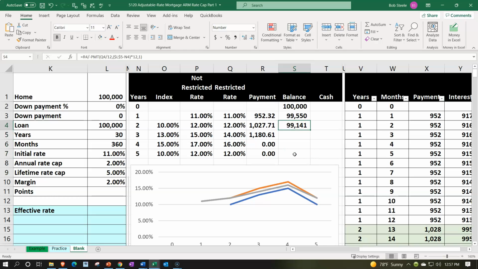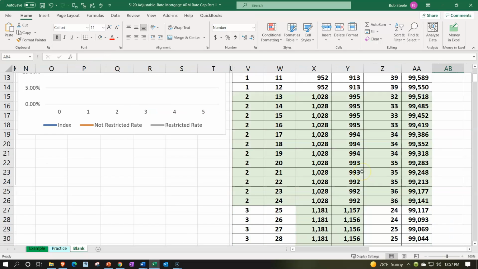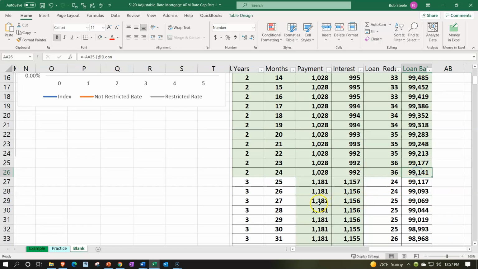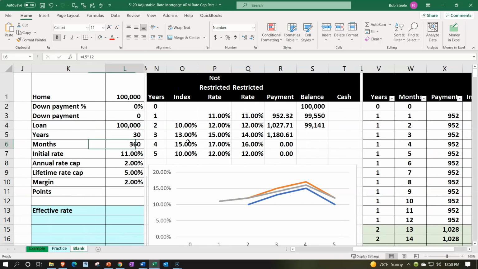Let's keep on going. We can check this. That's the 99141 at the end of year 2. 99141. Once again, we have done it correctly. Let's do it again. Let's keep the trend going. Third time, hat trick if we get this one right.